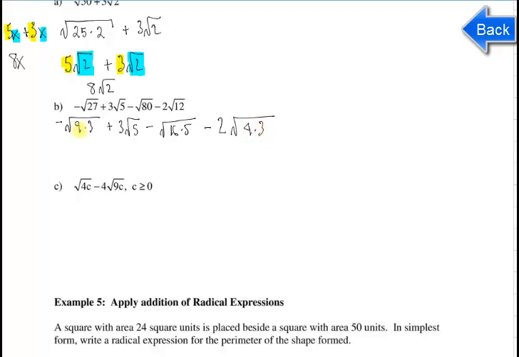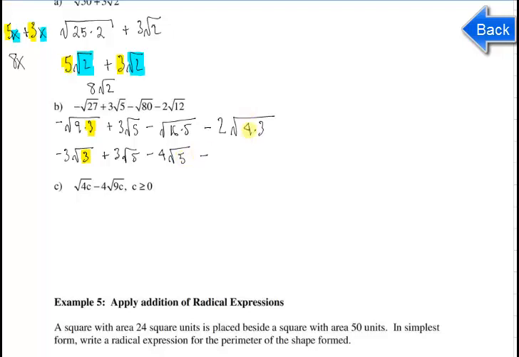Okay, on the first one then, the square root of 9 is 3. Pull that out. That means you have negative 3, and you're left with the square root of 3. Your 3 root 5 is already as is. Minus the square root of 16, which is 4, and you are left with 4 root 5.